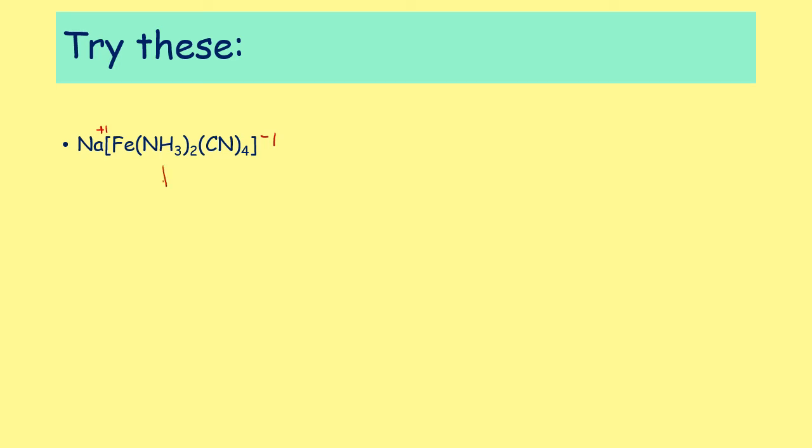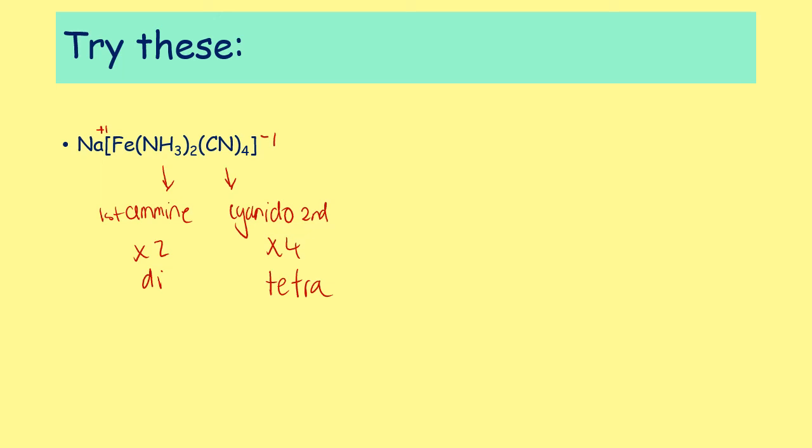We're going to then look at our ligands. We have got ammonia and we have got cyanide. So this is amine and this is cyanido. And this one's going to be first, this one's going to be second, because amine comes before cyanido. We know that we've got 2 of these, so this is going to be di. We've got 4 of these, so this one's going to be tetra. So it's going to be diamine tetracyanide.